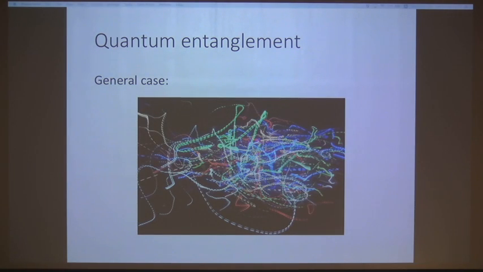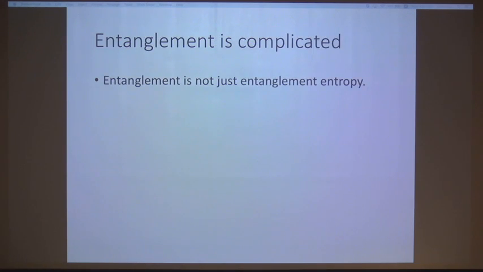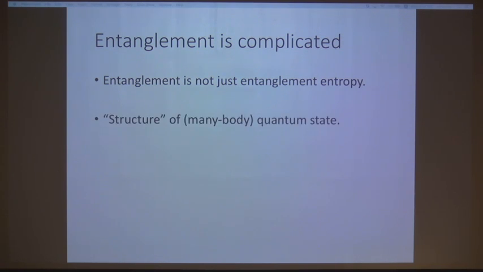So in a general quantum system with many degrees of freedom, we usually have many ways of having entanglement between different parts of the system. So the multipartite structure of entanglement is very complicated. So I want to mention a few things. Entanglement is not just entanglement entropy. Rather, I would like to think about it as the structure of the many-body quantum state.